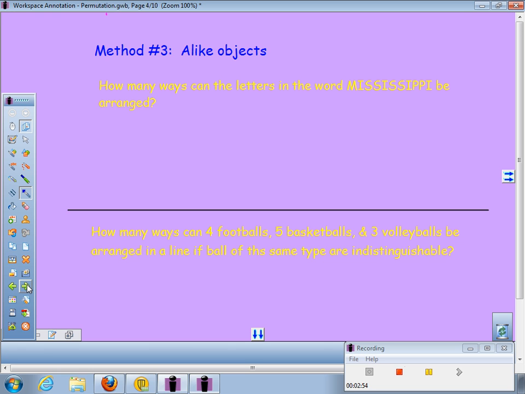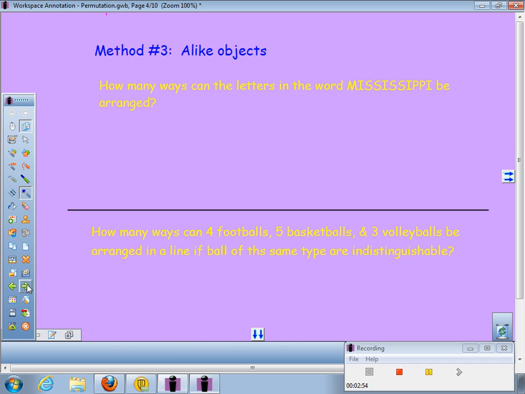Because right now, if I switch these two S's, if I switch their position, is it going to change the pattern? No. So should I get more or less if I have a like object in it? Should I get a larger answer or a smaller? Less. I should get less, yes.